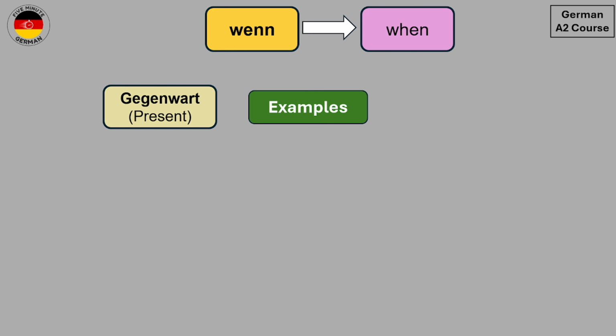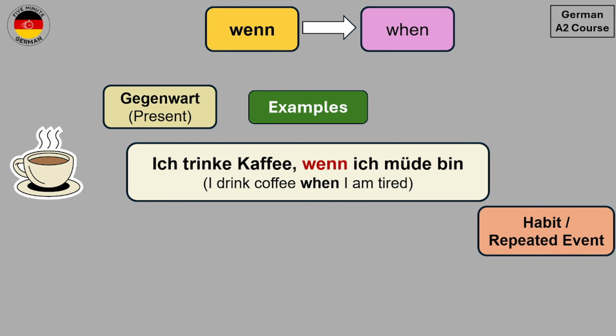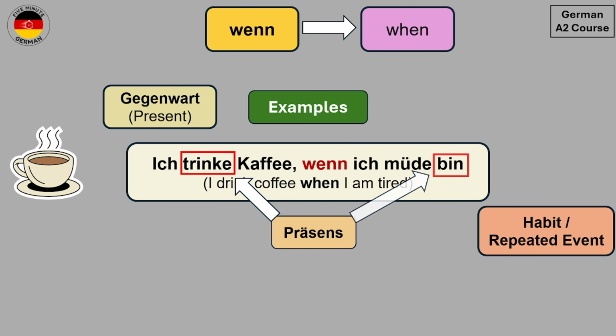So an example can be, ich trinke Kaffee, wenn ich müde bin. I drink coffee when I am tired. Now you see that this sentence describes a habit or a repeated event. That's why we have used when. And since this is a sentence in the present tense, that's why we have used the present form for both the verbs that we have used in this sentence.